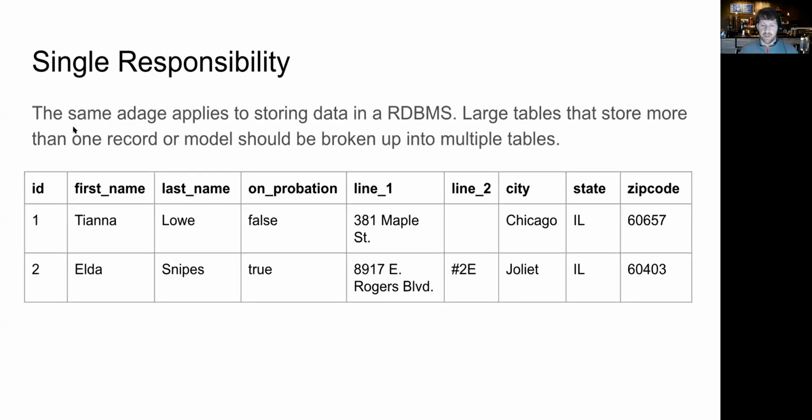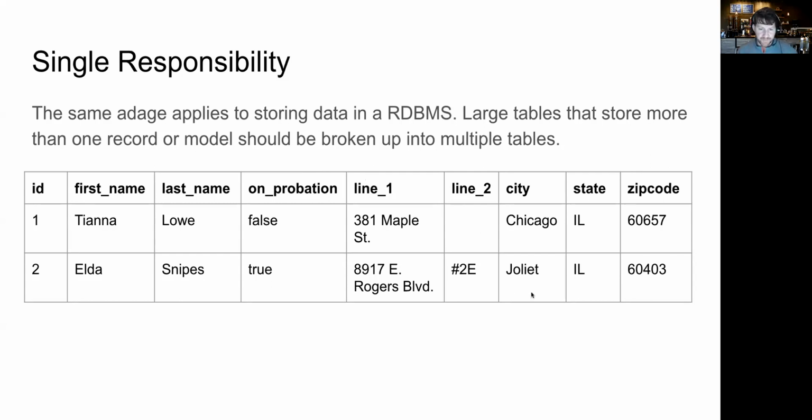Again, here is a quick example. Here we have a students table. This was our students table, and we have first name, last name, on probation, and then we also have their address: line 1, line 2, which is optional, city, state, zip code. This might not seem like that big of a table, and it's really not, but we want our tables to have single responsibilities, to only hold the specific data that we want.